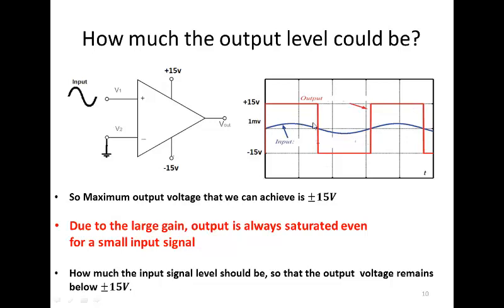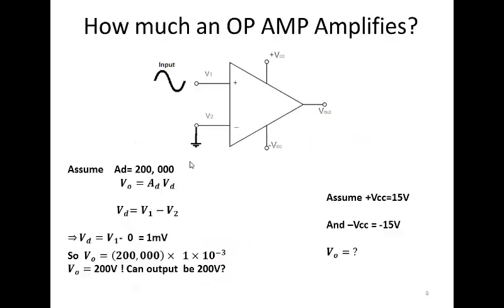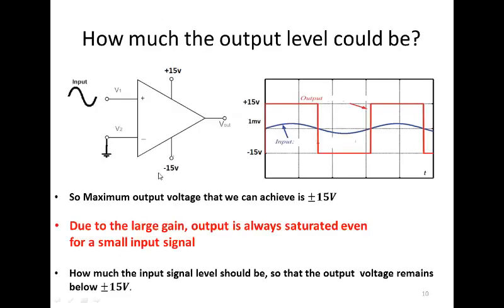So if you apply a very small input sine wave, then the output you are getting is a square wave. So this op-amp, with the very large gain, for a very small input sine wave you are getting a square wave. So this op-amp is amplifying with a very large gain, so that the output always remains in saturation, and for a sine wave we are getting a square wave.